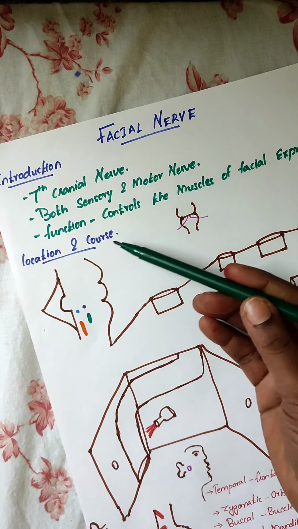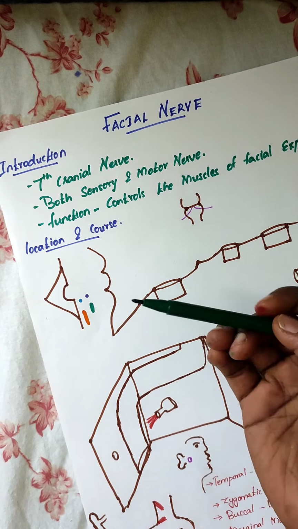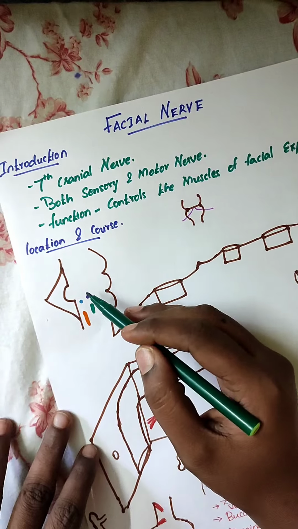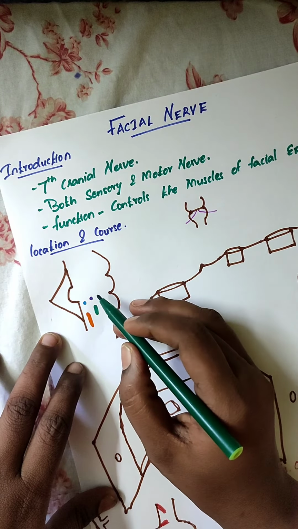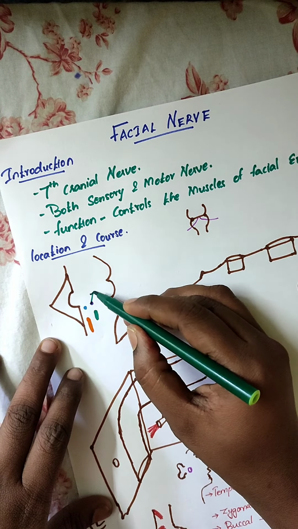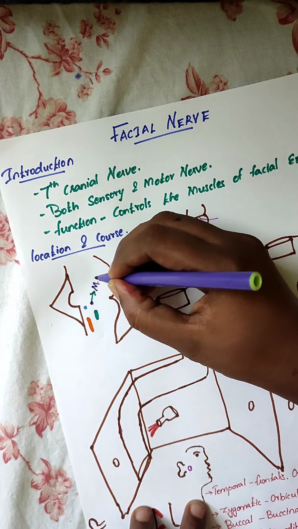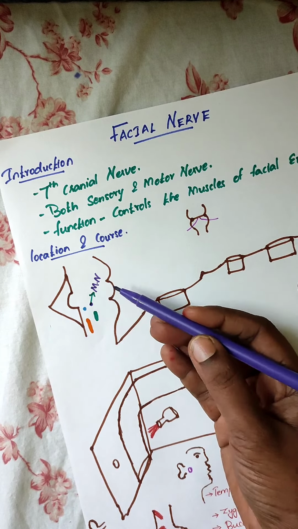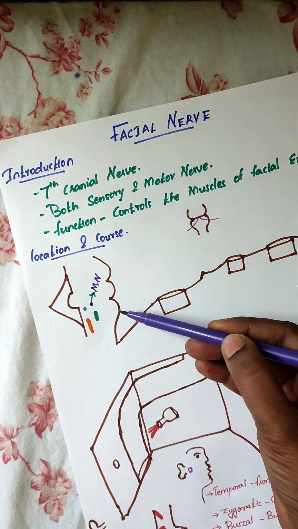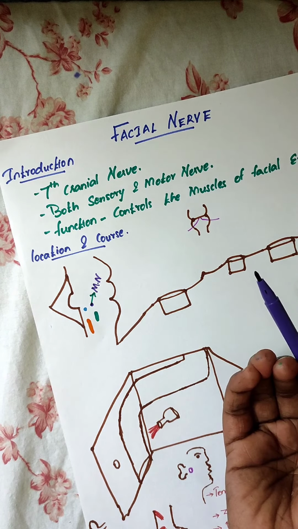Now coming to the location and course of the facial nerve. Now coming to the location of the facial nucleus. The facial nerve comprises three nuclei. First one is the motor nucleus. This is the facial motor nucleus, which is situated in the lower part of the pons. So it is the midbrain, pons and medulla oblongata. The facial motor nucleus is situated in the lower part of the pons.